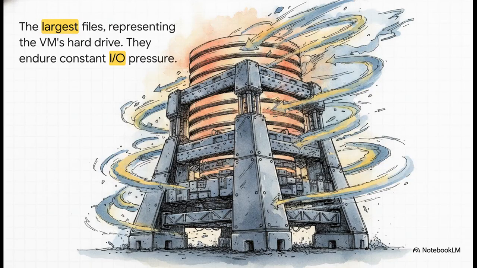Starting with the largest organs of our machine, we've got the virtual disk files. Depending on your hypervisor, these might be your .vmdk, .vhdx, or .qcow2 files. These guys are the heavy lifters. They represent the VM's actual hard drive, and they can range anywhere from a couple gigabytes to dozens of terabytes. And because they endure just relentless I/O pressure, we're talking constant read and write requests, exactly how your file system handles these massive files is going to dictate a massive portion of your overall performance.